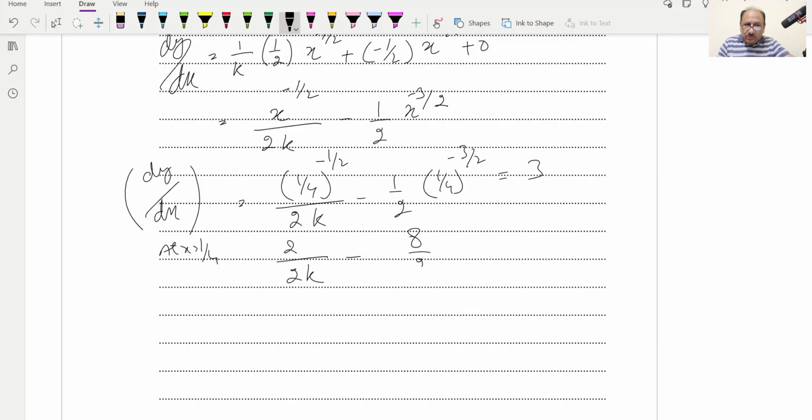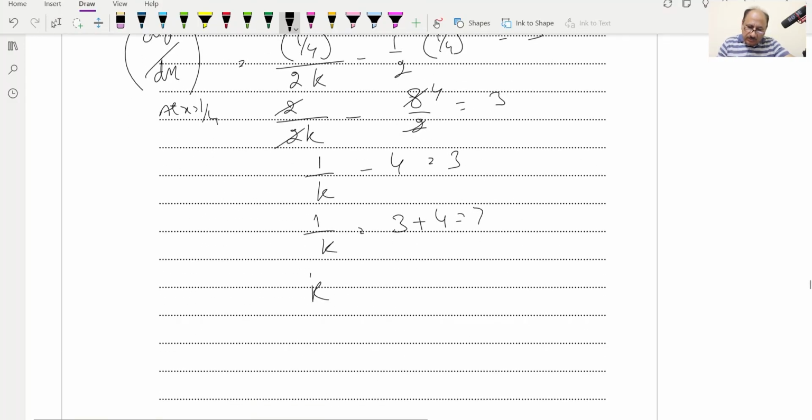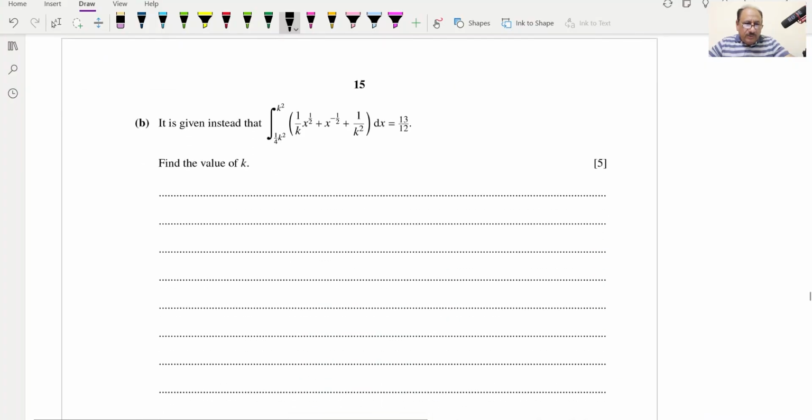So 8 by 2, and this will be equal to 3, and the 2 will be cancelled. So 1 over k minus 4 is equal to 3. This implies 1 over k is equal to 3 plus 4, which is equal to 7. So this implies k will be equal to 1/7. This will be the value of k, which we found. Hopefully you understood this.